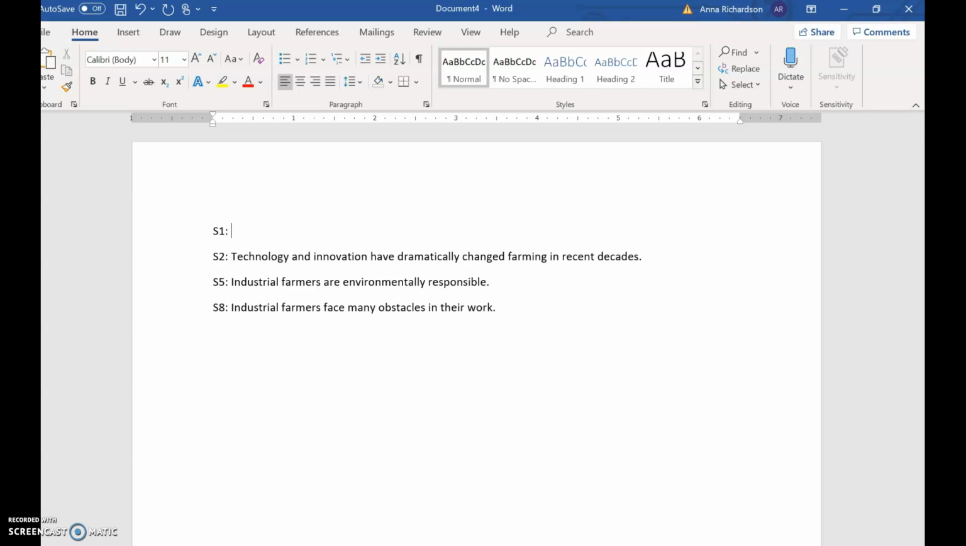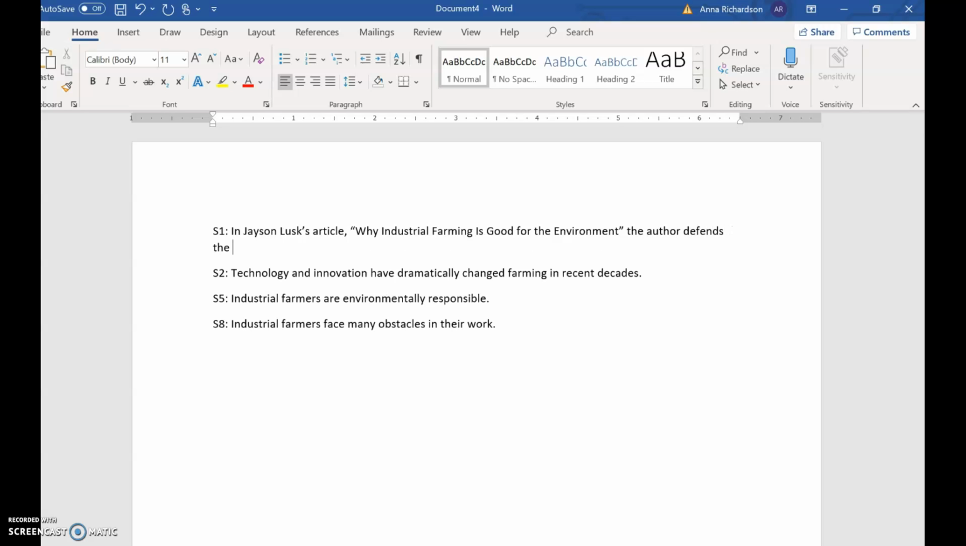Okay, so in your template, it says that you're supposed to basically give the general gist of the article, okay, whatever that is, and we're also going to name the author and the title. So, in Jason Lusk, and he spells his name weird, okay? In Jason Lusk's article, Why Industrial Farming is Good for the Environment. Guys, I really hope that that's the right title. I do not have it in front of me. Make sure that's right. In Jason Lusk's article, Why Industrial Farming is Good for the Environment, the author defends the common practices used in today's agriculture.